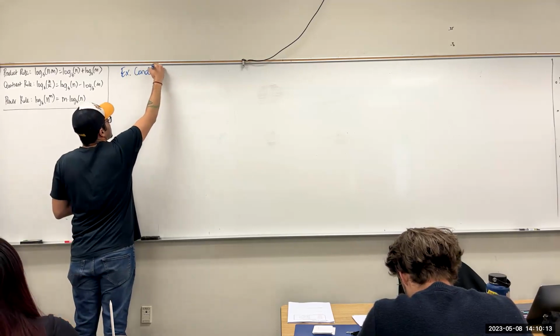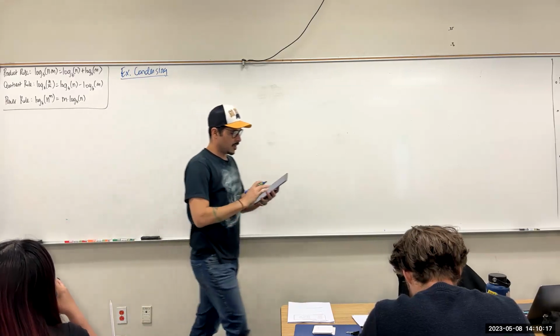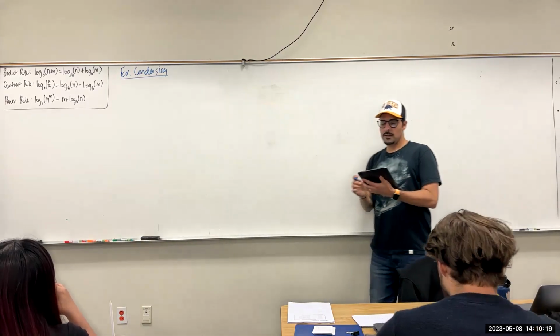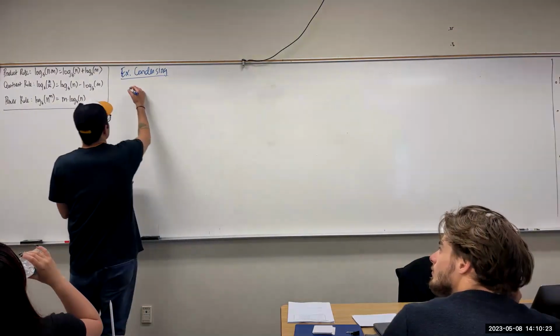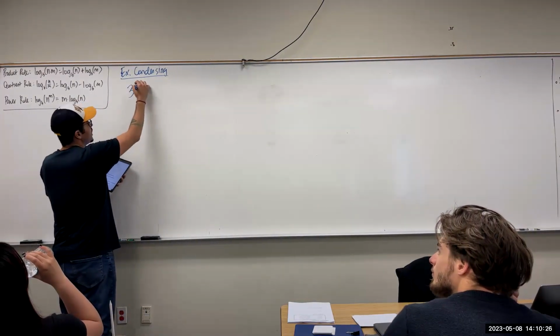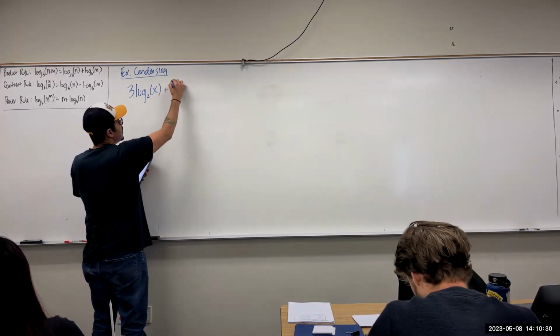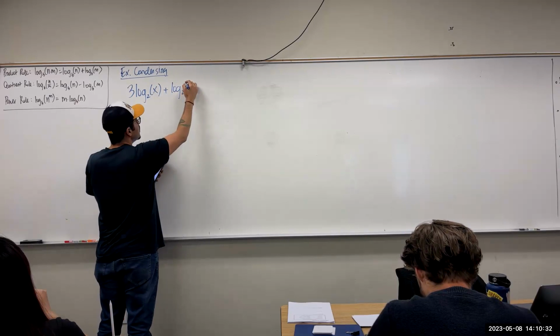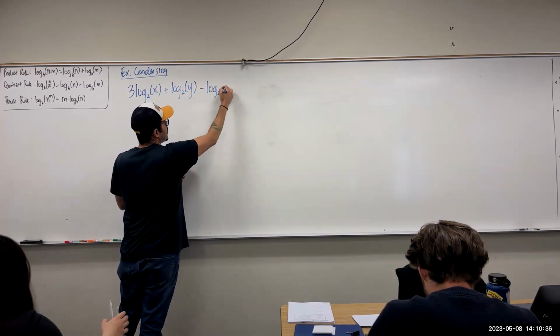The thing about condensing is that there can be multiple ways of doing it. And that's where it's like, oh no, did I do it right? Did I do it wrong? It's just maybe there's different ways of doing it. So let's say we're gonna condense 3 log base 2 of x plus log base 2 of y minus log base 2 of z.